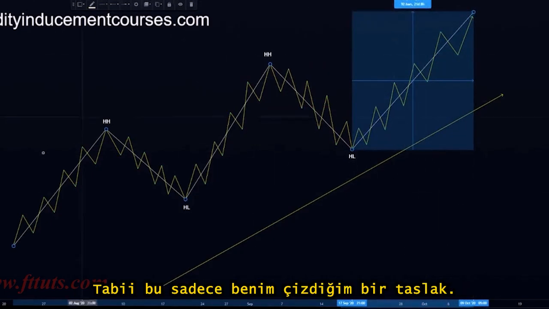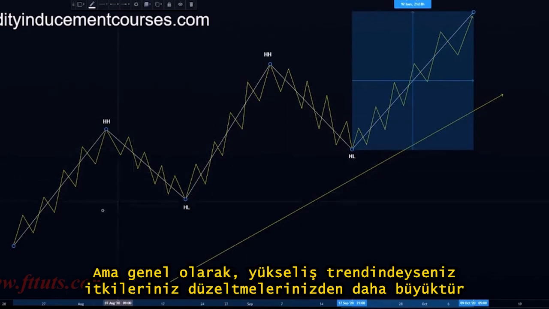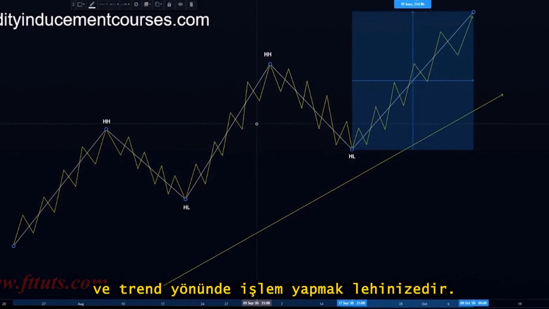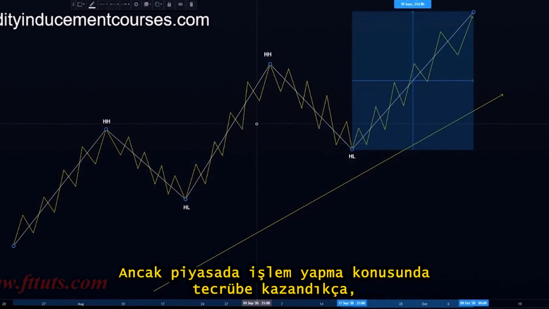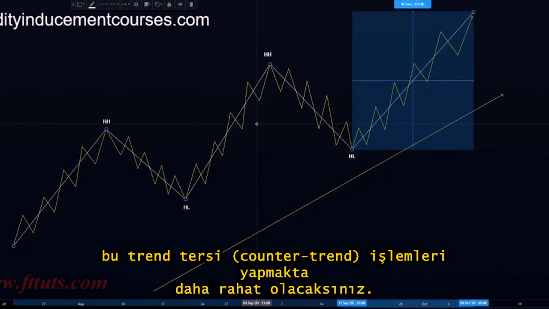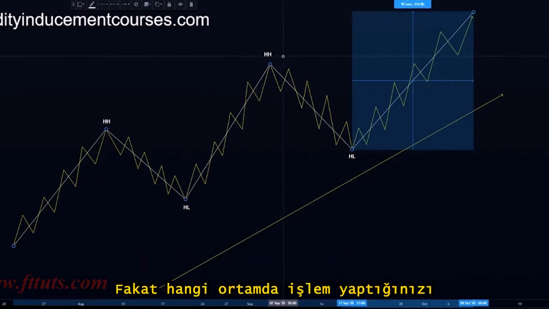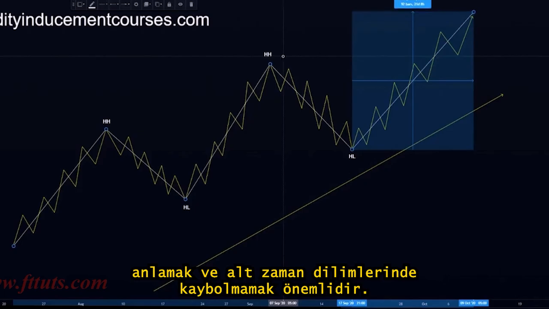This is obviously just a sketch that I did, but in general, if you're uptrending, your impulses are greater than your corrections, and it's to your benefit to trade within the trend. The more experience you get trading the markets, the more comfortable you'll be trading these counter trends. But it's important to understand what environment you're trading in and not get lost in the lower time frames.